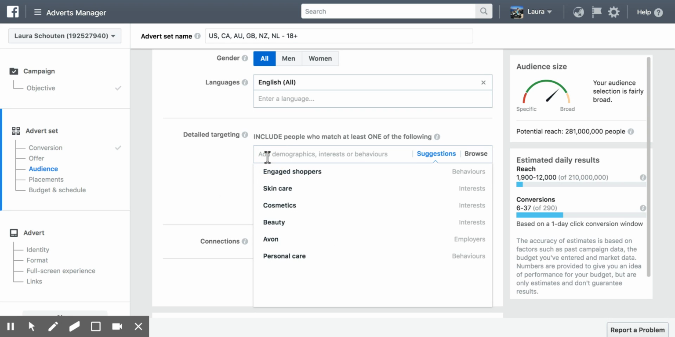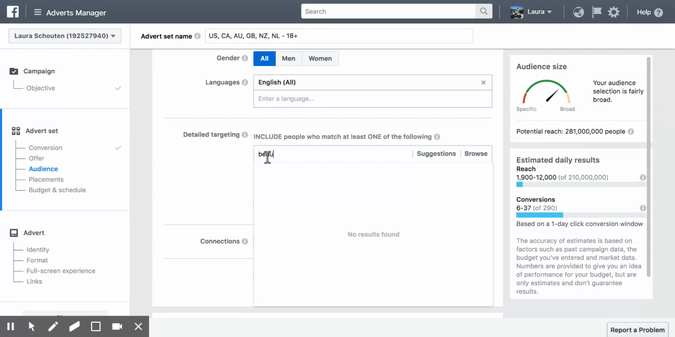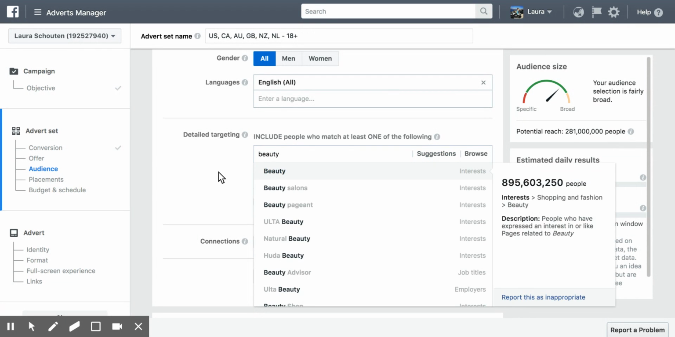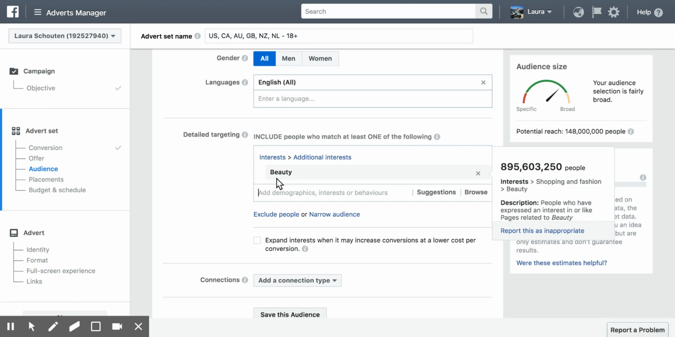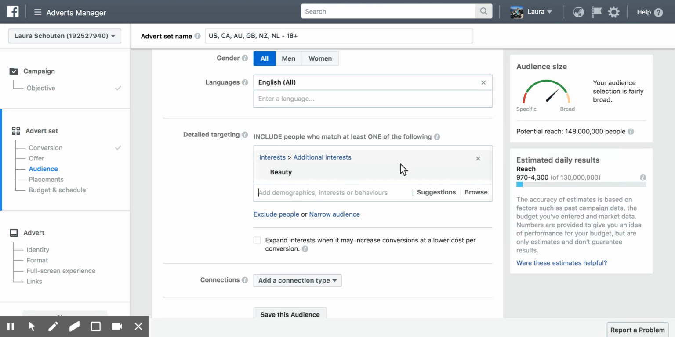So I want to teach you something here, and this is called flex targeting. So let's just say that you're selling in the beauty niche, okay? Let's do this beauty. This is what I like to call a broad interest. So beauty, as a broad interest, as you can see, it's absolutely massive, 895 million. It's huge, okay? So if you're starting off with a new beauty product or something like that, you don't want to just use beauty. So you want to use flex targeting because as you can see with beauty, I'll just cancel that for a second.